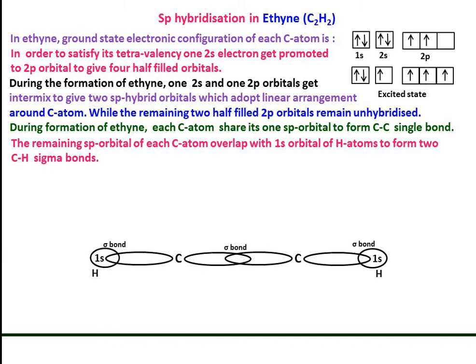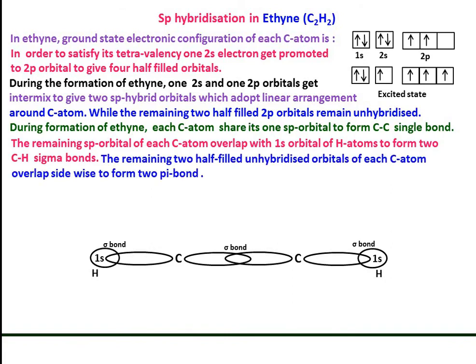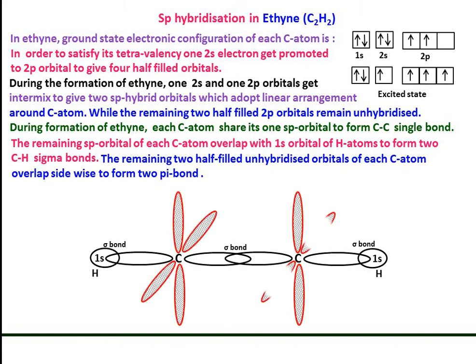So that means in ethyne there are a total of 3 sigma bonds: one between the two carbon atoms, one CH bond, and another CH bond. The remaining two half-filled unhybridized orbitals of each carbon atom, which do not participate in hybridization, will be represented like this, and both of these have half-filled electrons. So these will overlap sidewise to form pi character.